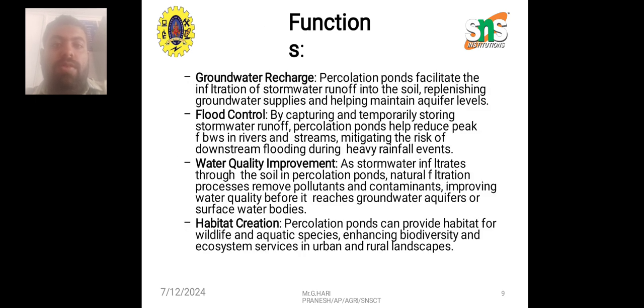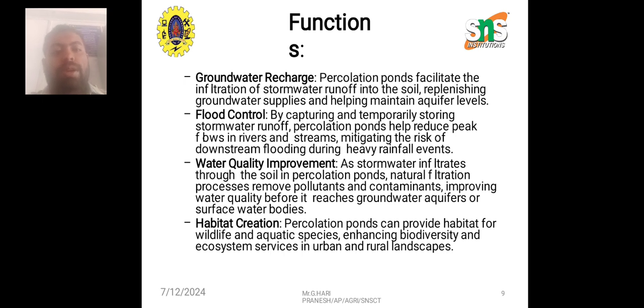Functions. Groundwater recharge: a percolation pond facilitates the infiltration of stormwater runoff into the soil, replenishing groundwater supplies and helping maintain aquifer levels. Flood control: by capturing and temporarily storing storm runoff, it helps to reduce the peak flow in rivers and streams, mitigating the risk of downstream flooding during heavy rainfall events.